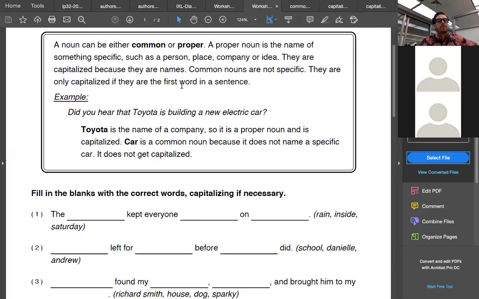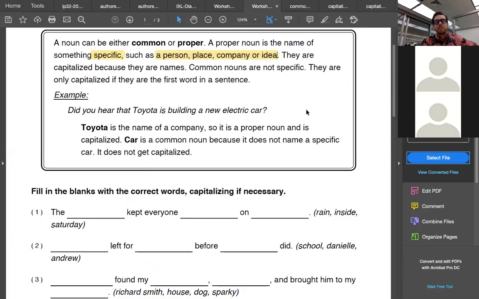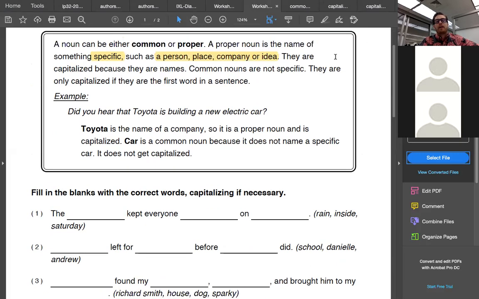Let's look at common nouns. A noun can be either common or proper. A proper noun is the name of something very specific, okay? That's huge. Such as a person, place, or thing, or idea, which is the definition of a noun. They are capitalized, okay? Because they are names. Common nouns are not specific. They are only capitalized if they are the first words of the sentence.